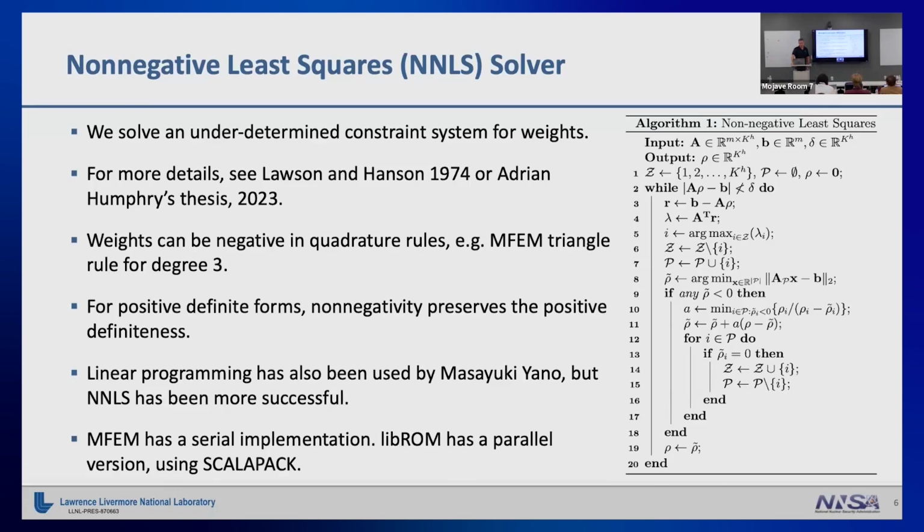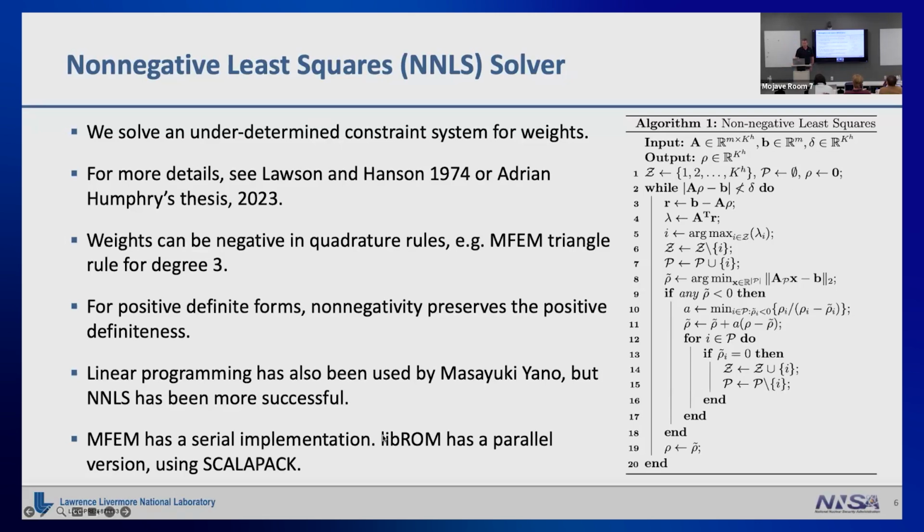The positivity ensures that you get positive definiteness for a linear term. And although it's possible that sometimes the weights might be negative, in reality we end up with these approximate rules that always have positive weights. As an alternative to NNLS, you could use linear programming. That's been studied by Masayuki Yano at the University of Toronto. But in his experiments, he's shown that NNLS is even more robust, and that's what we've chosen here.